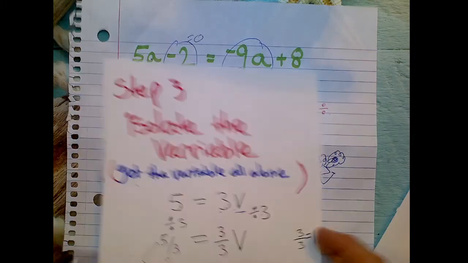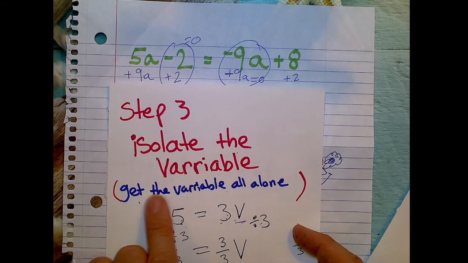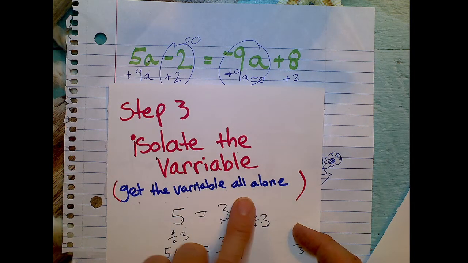And step 3, you must isolate the variable, and that means get the variable all alone so that you can just read the answer.